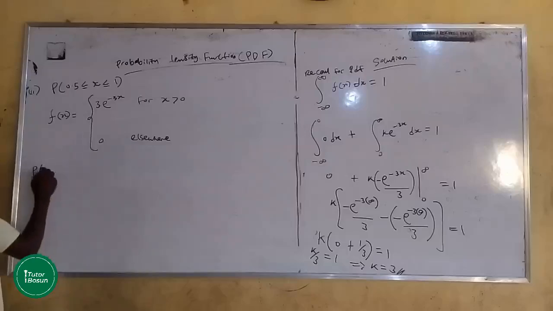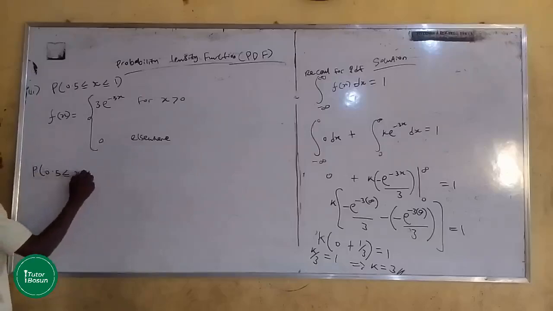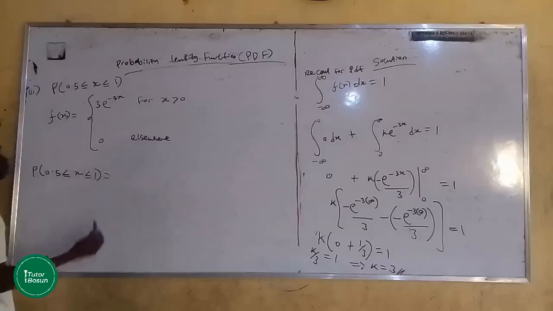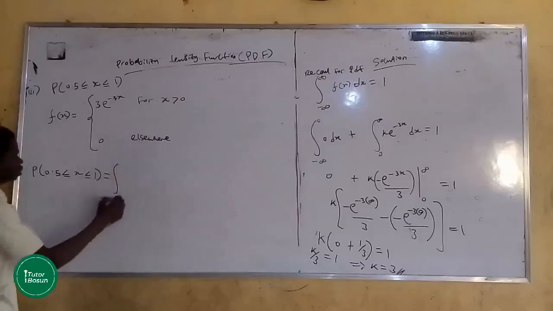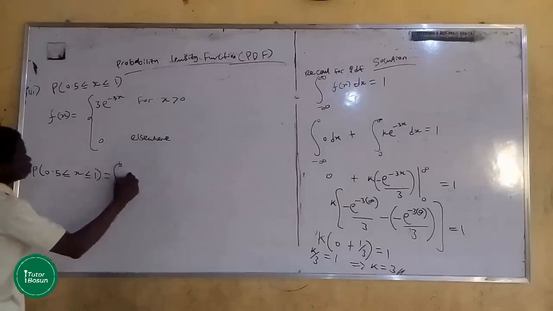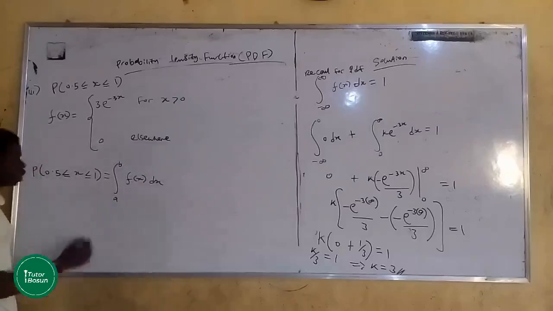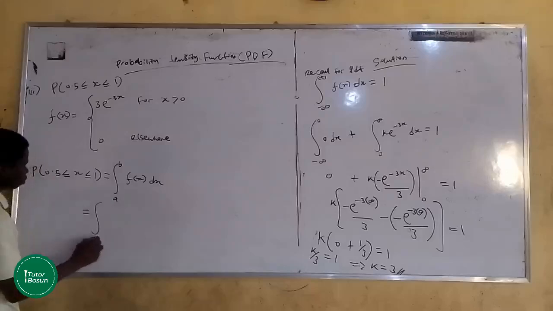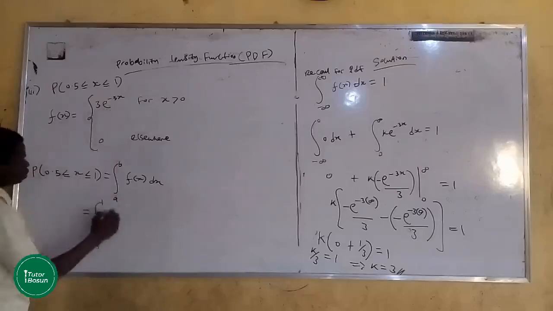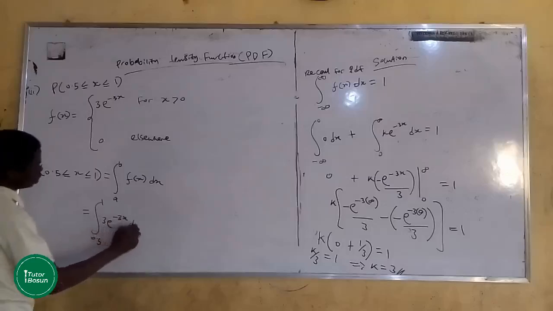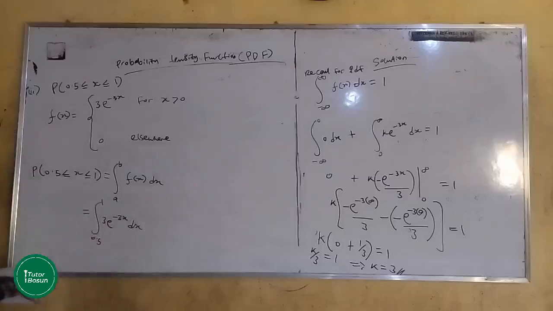The probability of 0.5 less than or equal to x less than or equal to 1 will definitely be, as you could remember, the integral of a to b of f of x dx. In this situation, your a is 0.5 and your b is 1. So we have the integral from 0.5 to 1 of 3 exponential minus 3x dx.